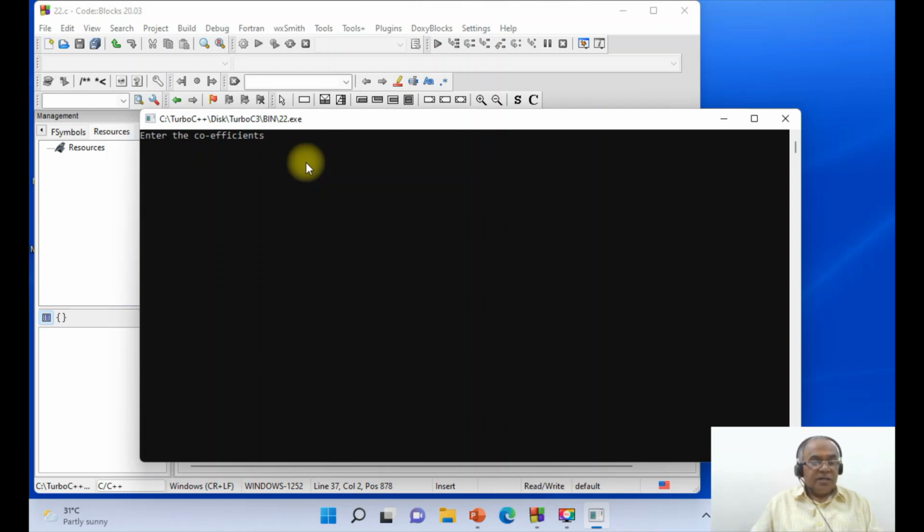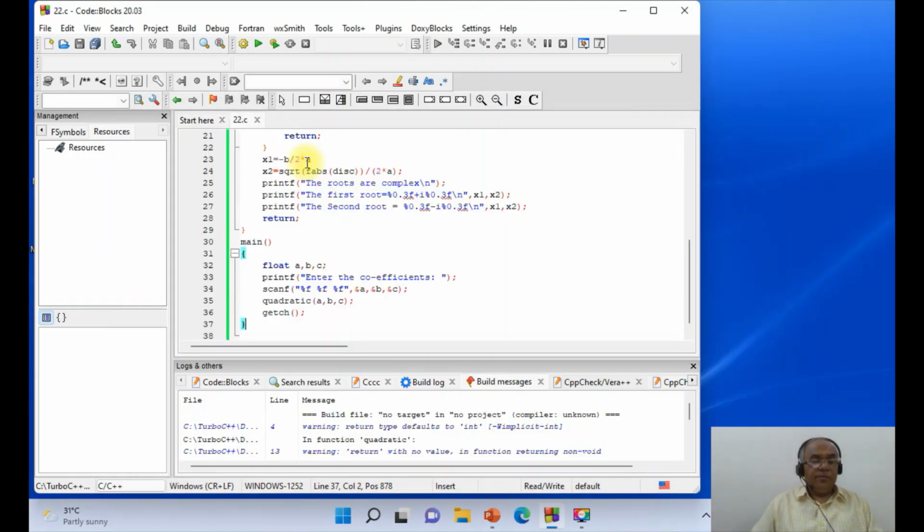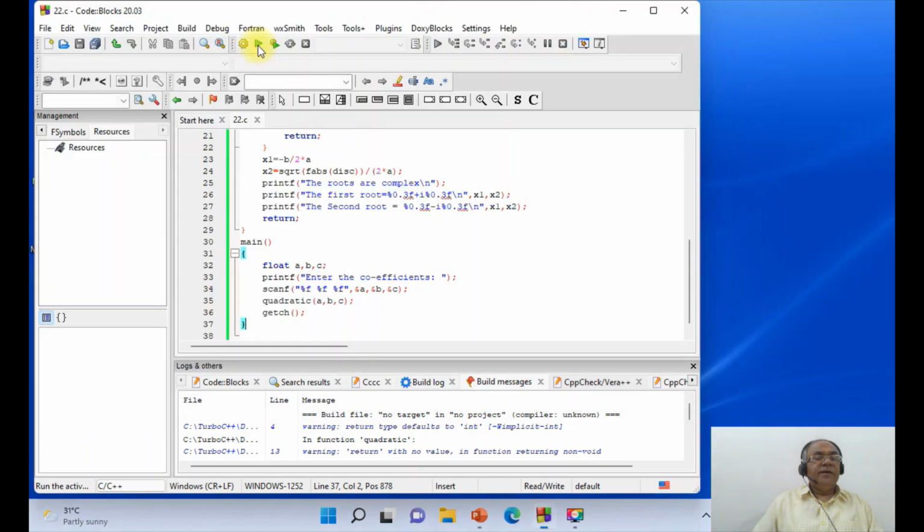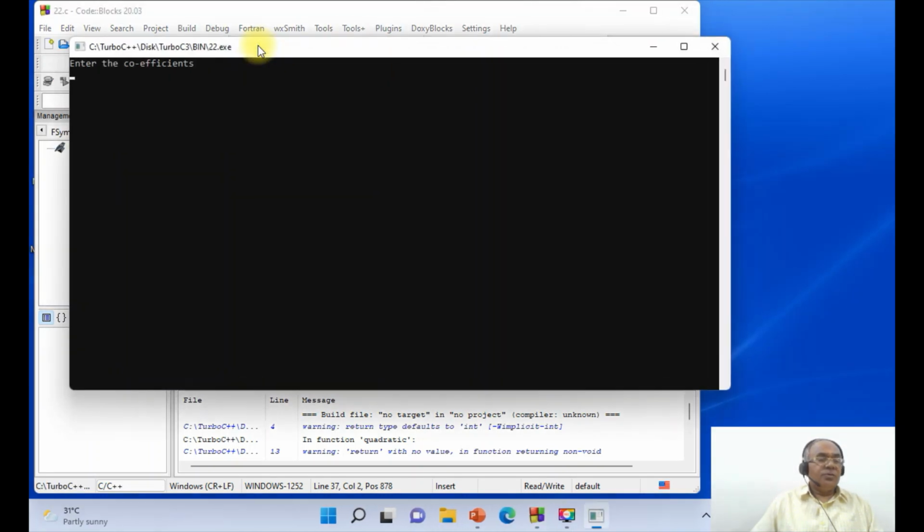Enter the coefficients. I will say 1, minus 4 and then 4. After calculation the roots are equal, so x1 is equal to 2.00 and x2 is equal to 2.00. Then for the second case, enter the coefficients: a as 1, b as minus 5 and c as 6. The roots are distinct, so x1 is equal to 3 and x2 is equal to 2.